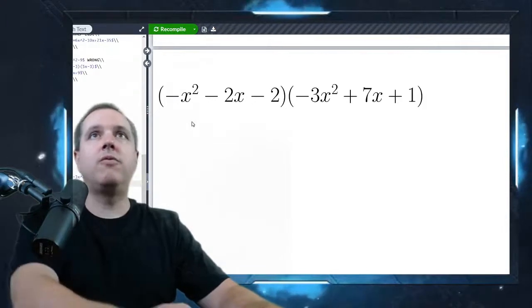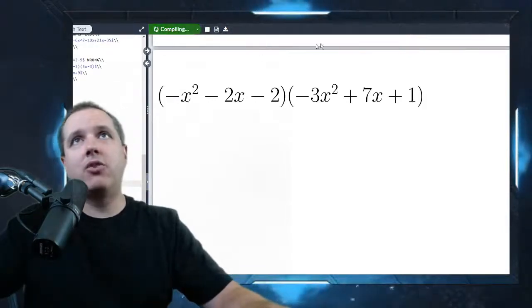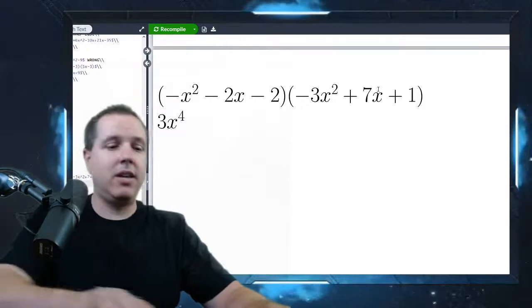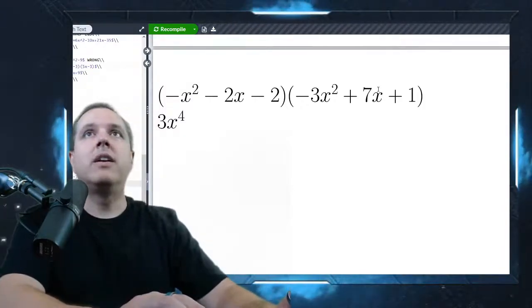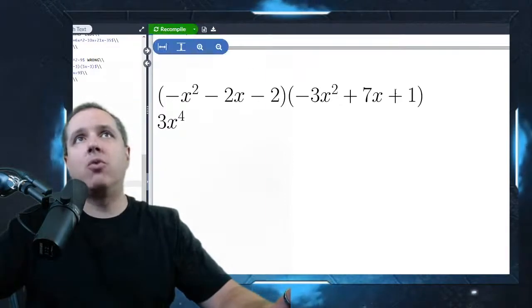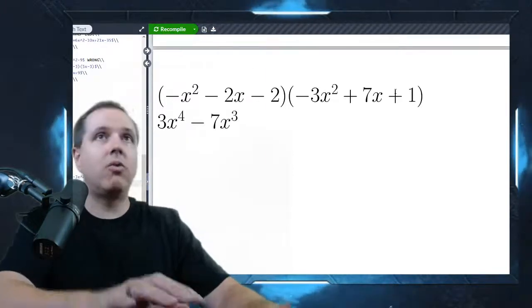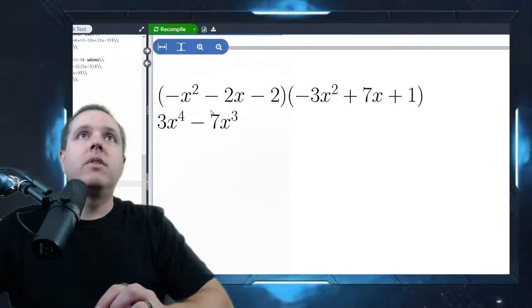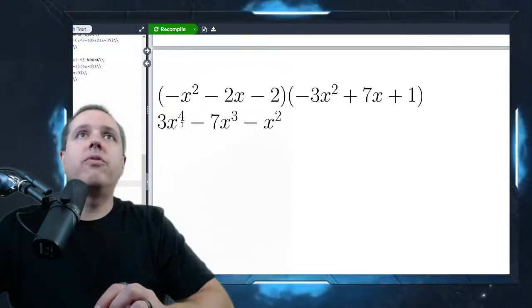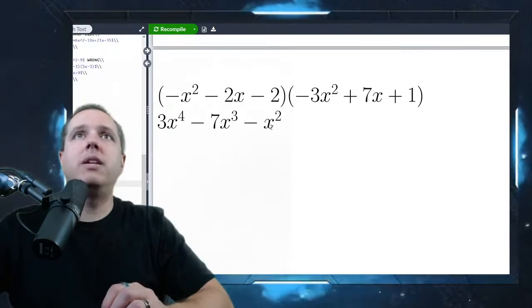So 3x to the 4th. Now I multiply the negative x squared times the 7x. That gives me negative 7x cubed. And then the negative x squared times the 1 just gives me negative x squared. Let's see, did I get that right? So 3x to the 4th minus 7x cubed minus x squared.